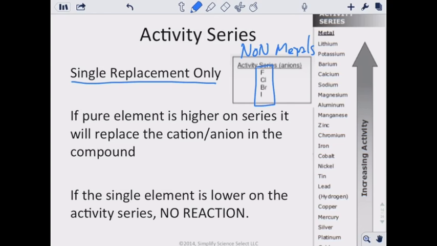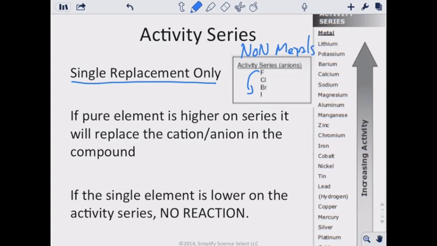That's the activity series of anions. Fluorine's the most reactive, and then chlorine, bromine, iodine. It works the same way. We just don't need an activity series because we have the periodic table and it works out that way for us. But it works the same way. If it's on top, it'll replace anything below it.